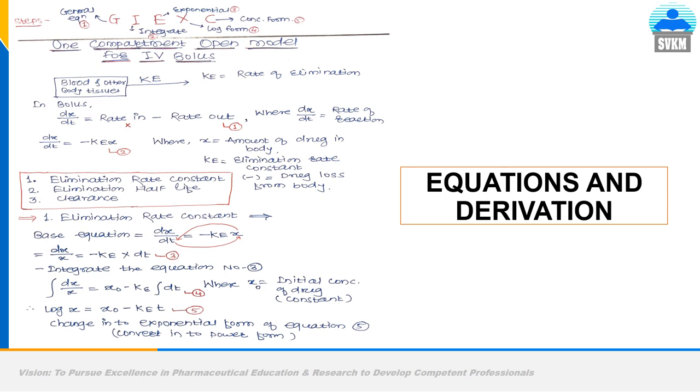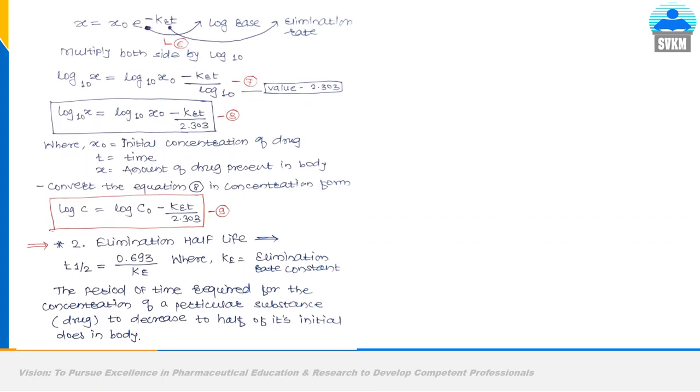Now, after the equation 5, we just change into the exponential form of equation number 5. Exponential is nothing but just convert in the form of power form. After the exponential form to the equation number 5, we'll get the equation number 6, that is, x is equal to x0 e to the power of minus Ket. Small e will represent as log base, while capital E will represent as elimination rate.